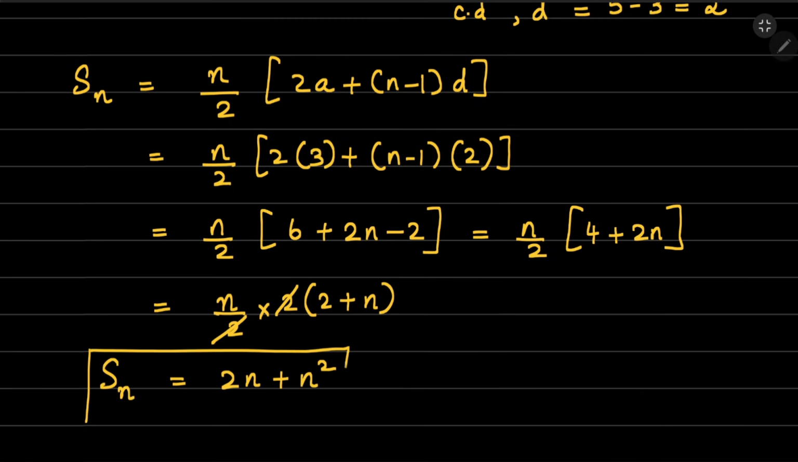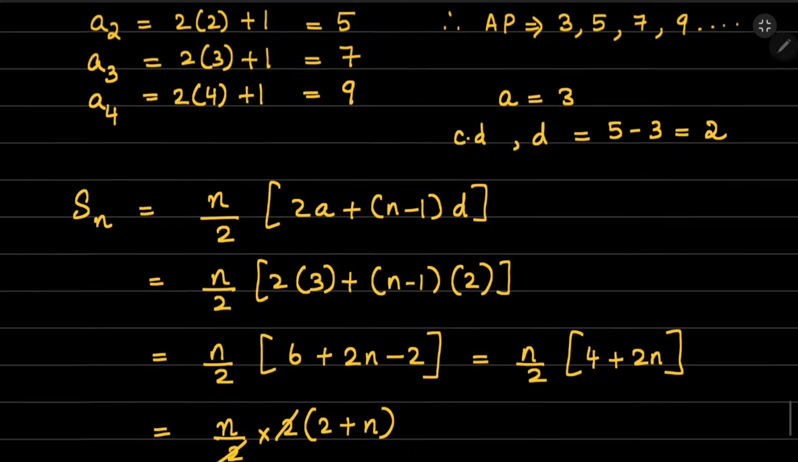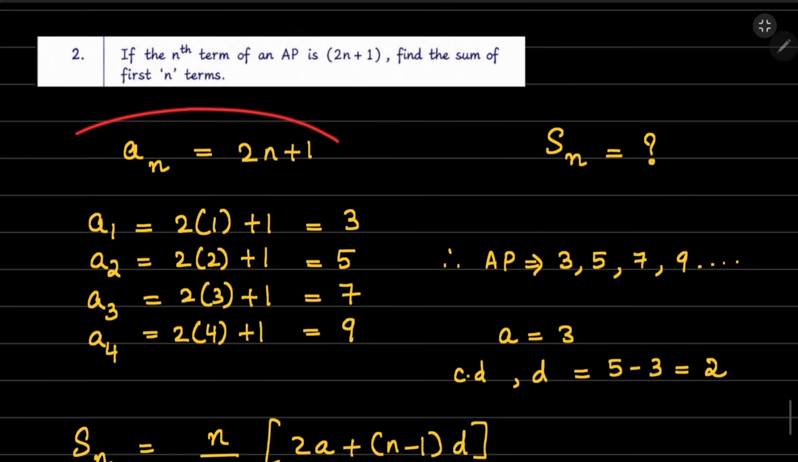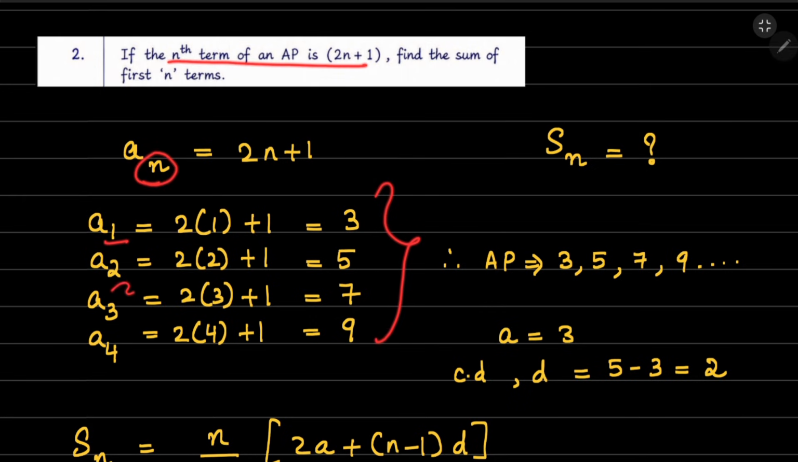This is the general expression for an AP which has the first term 3, the common difference 2, and the nth term expression given by 2n plus 1. For this specific arithmetic progression, first of all, using the nth term expression, we have calculated the first few terms by replacing n with 1, 2, 3, 4. So we have generated the first 4 terms of the AP.